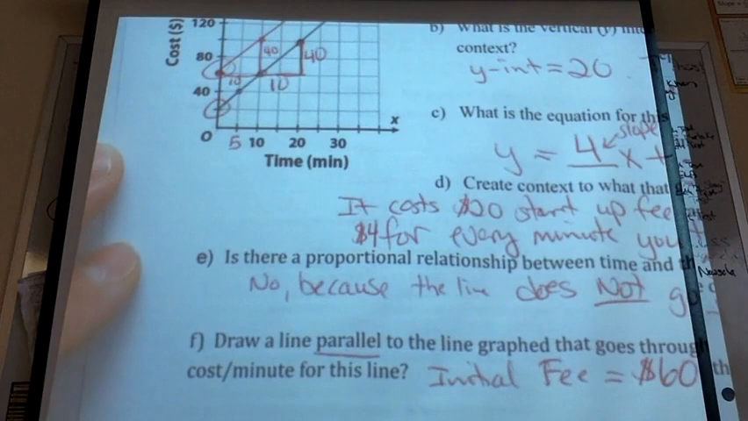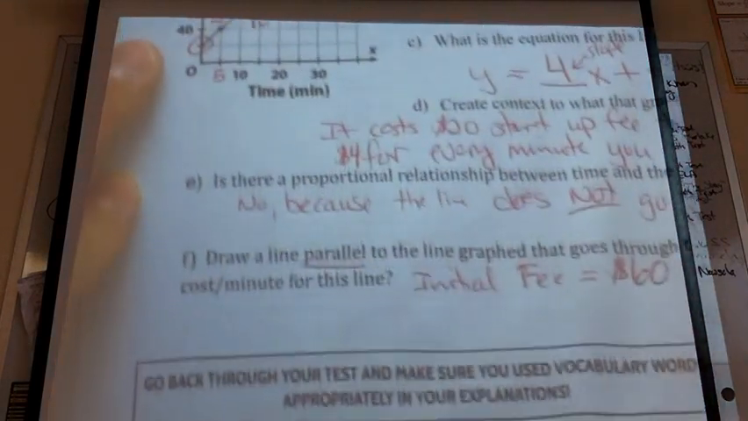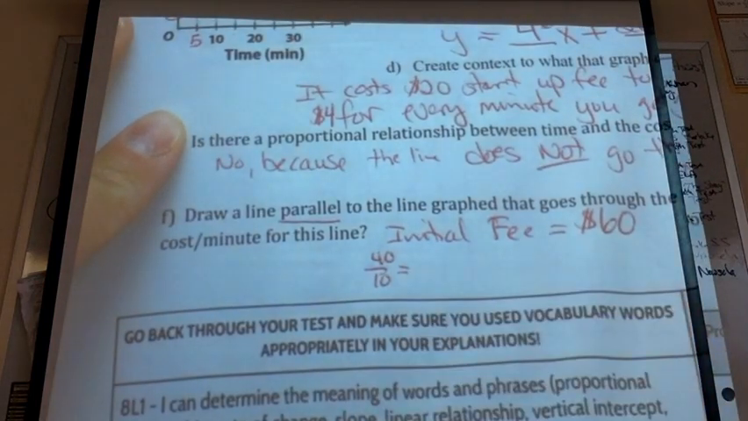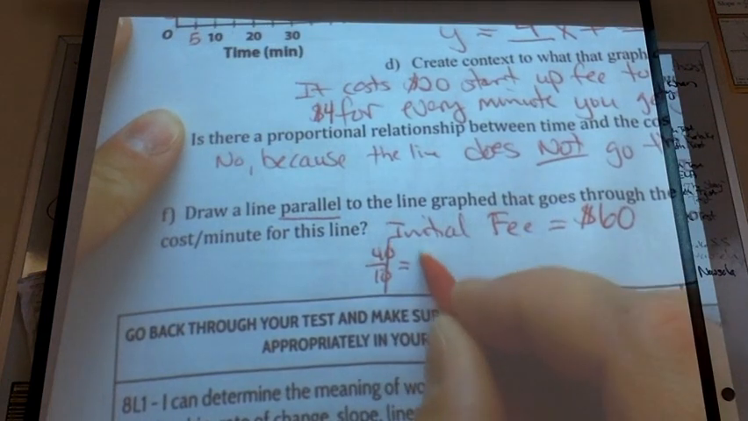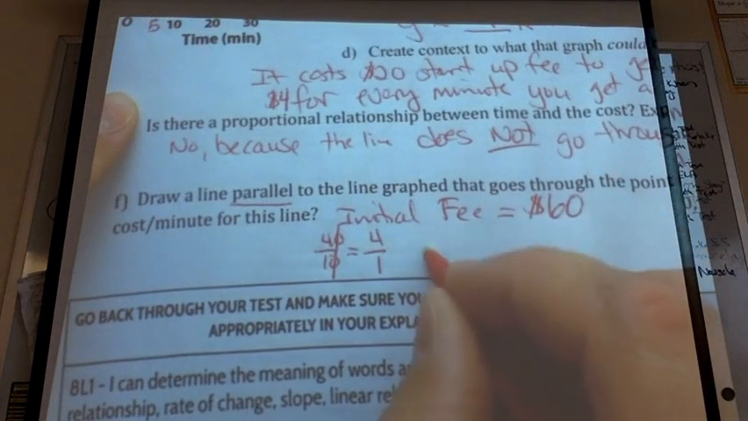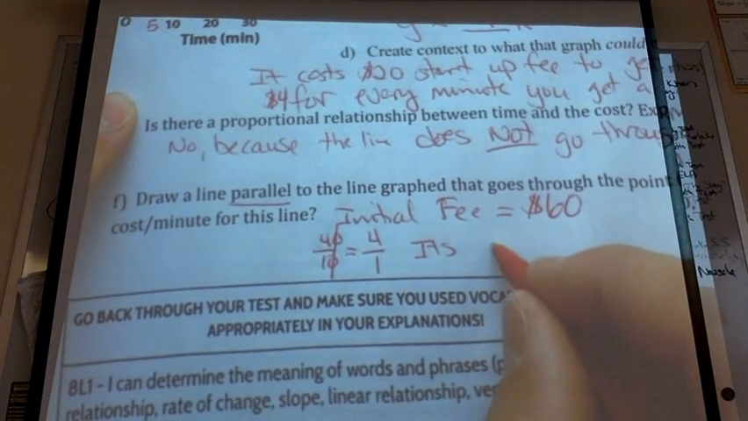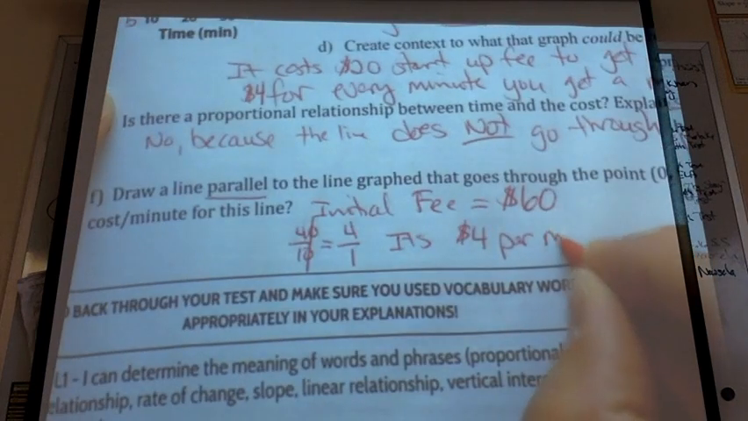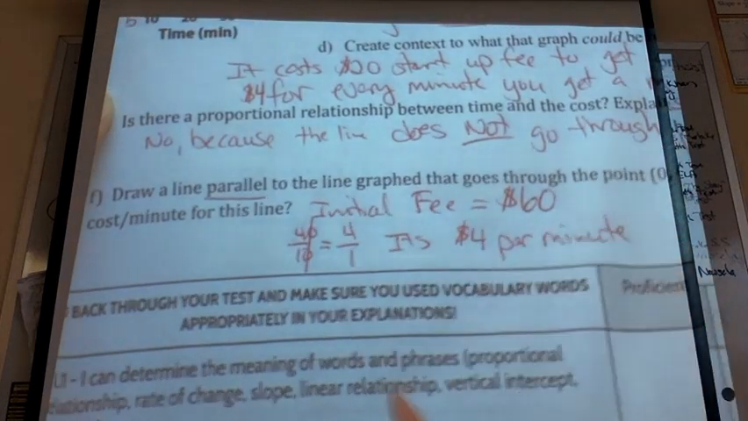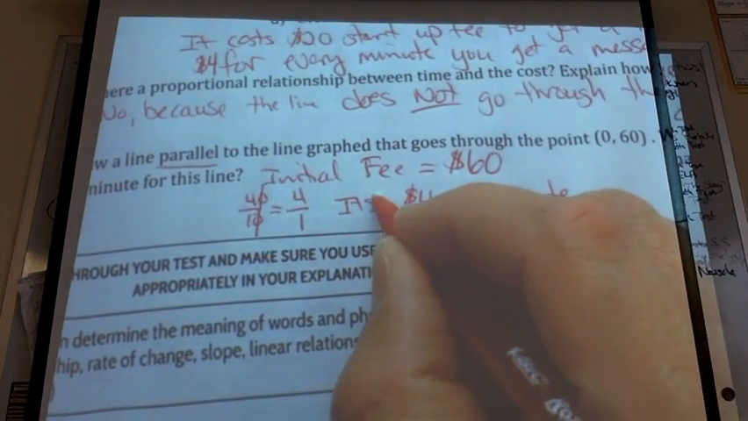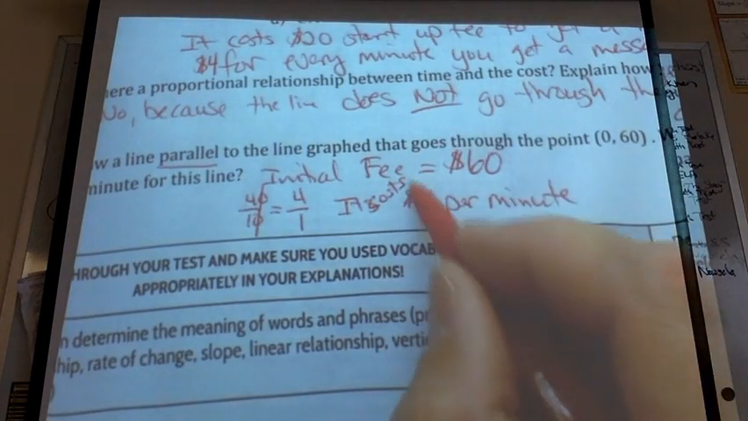So vertical distance is 40. So 40 over 10, which we can reduce. We divide by 10, we get 4 over 1. So it costs $4 per minute.